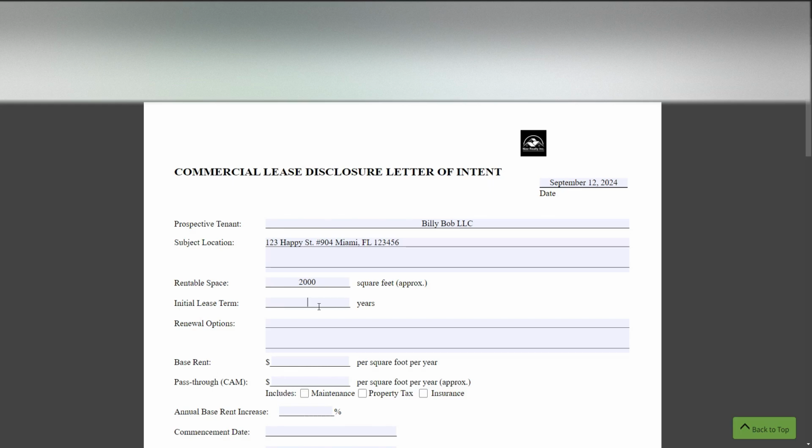The lease terms, you put whatever here. Usually in commercial real estate, typically it's 3 to 5 years. It could be less. It could be 2 years. It could be 7 years.